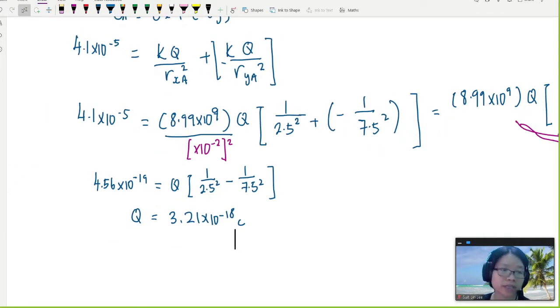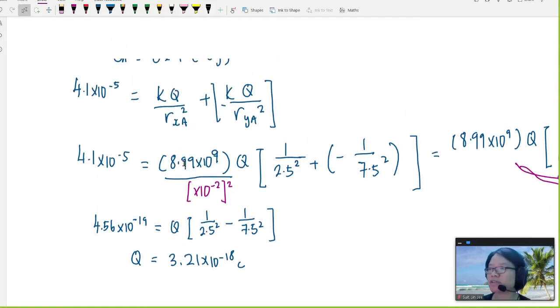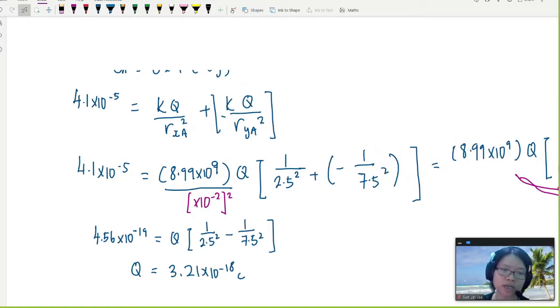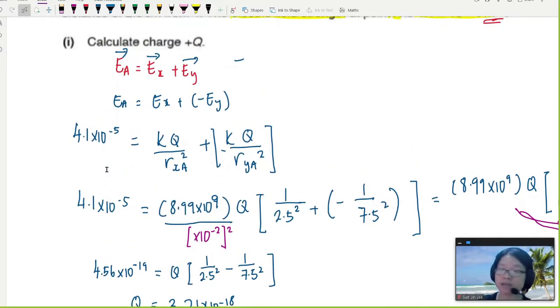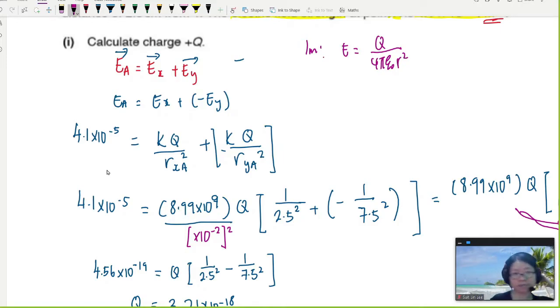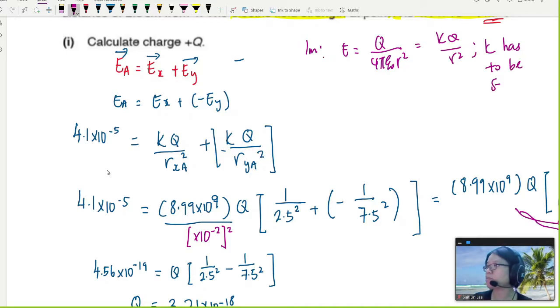Okay, so this entire thing is 3 marks. So here's the thing. In order for you to get your first mark, they need to see, I'm going to write here for you, E is equal to Q over 4 pi epsilon naught r squared. The thing is, it is not shown here. If you want to get the mark for KQ over r squared, then the K has to be substituted.